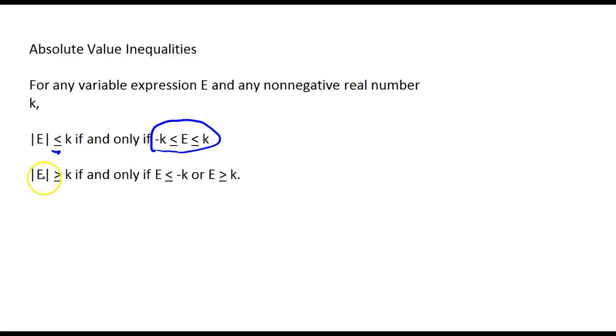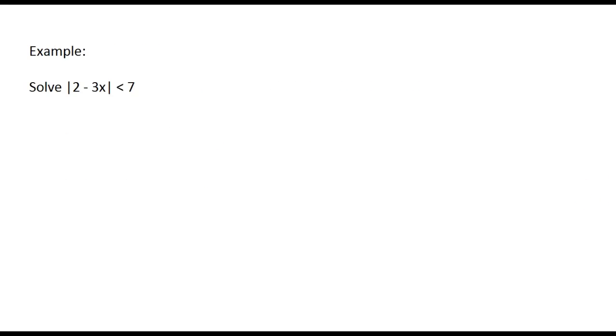If the absolute value of e is greater than or equal to k, we're going to get e is less than or equal to negative k, or e is greater than or equal to k. Now don't worry, that looks complicated, but it's actually pretty straightforward. So let's do an example of an absolute value with a less than, okay?